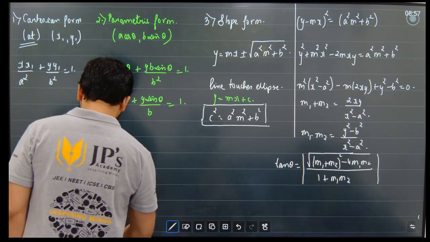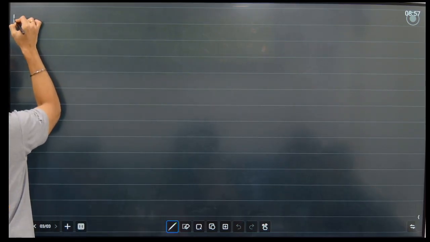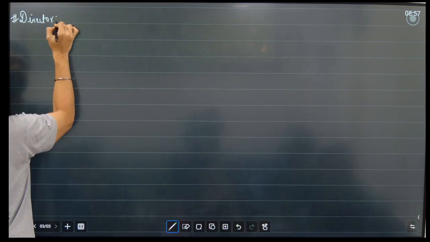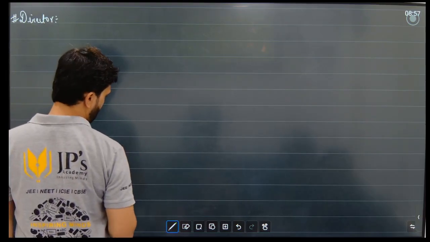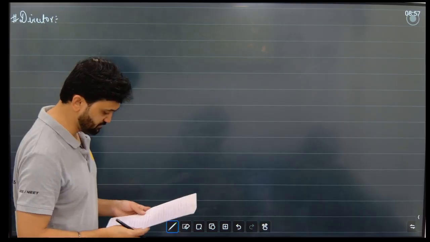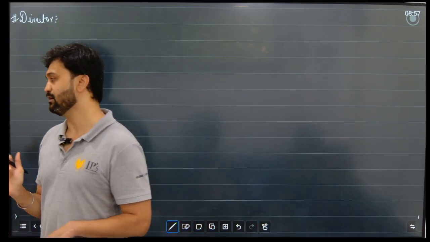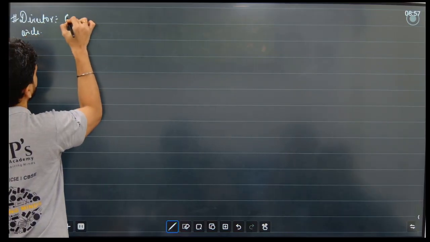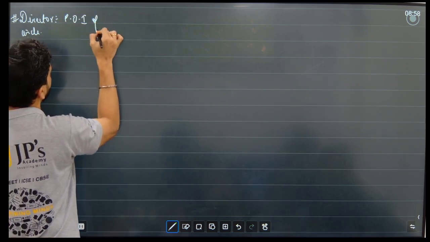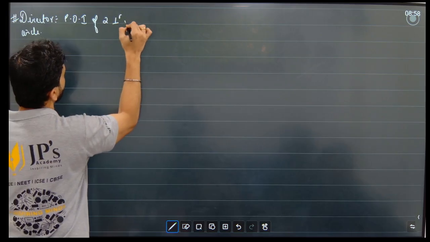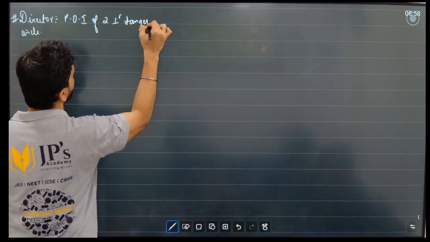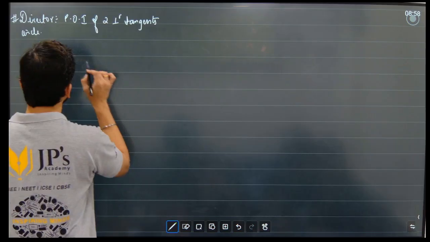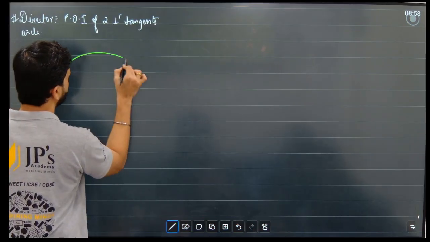Now, director circle. We know that director circle is basically when two tangents touching the ellipse are perpendicular. Basically, I can say that director circle is nothing but the point of intersection of two perpendicular tangents. In other words, if I make an ellipse like this.